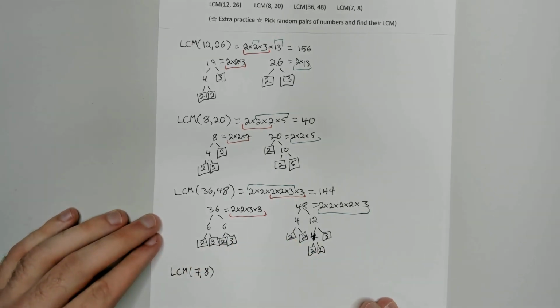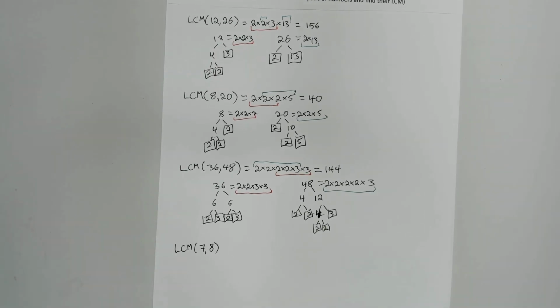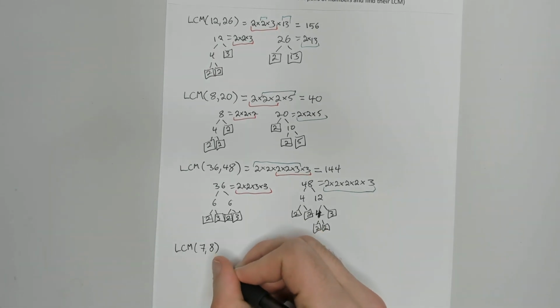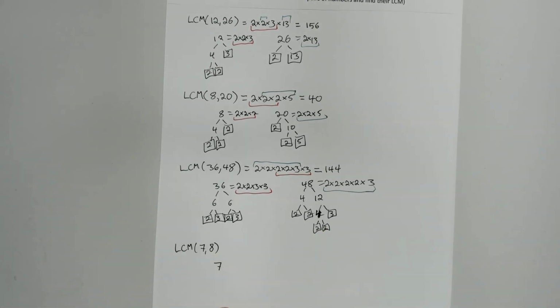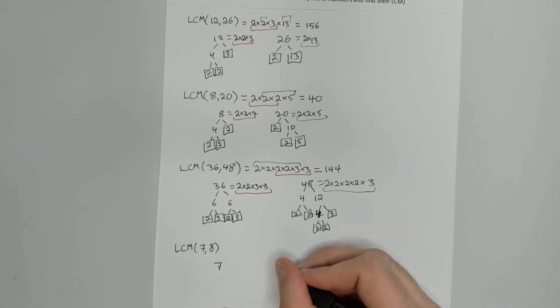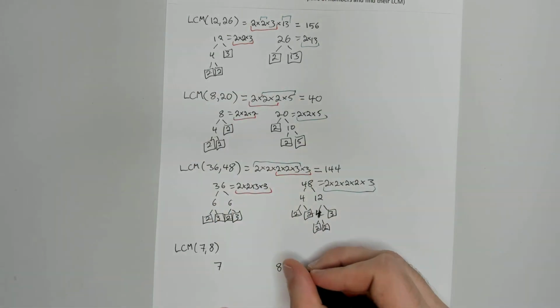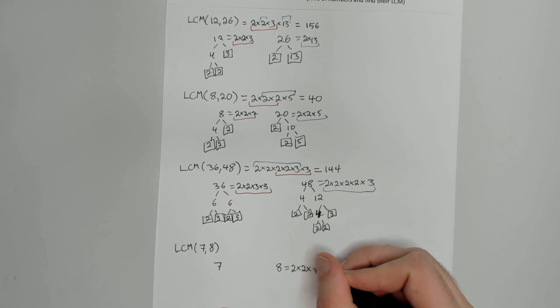Alrighty, so these are some smaller ones, but that doesn't mean it's necessarily all in the bag. So 7 is a prime number, so that is its own prime factorization. Awesome. And 8, we actually already did that one up here, right? Its prime factorization is 2 times 2 times 2.